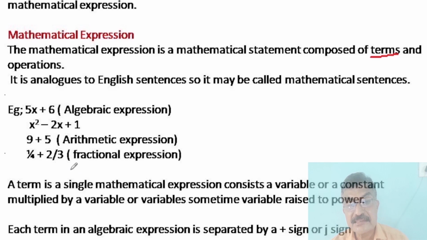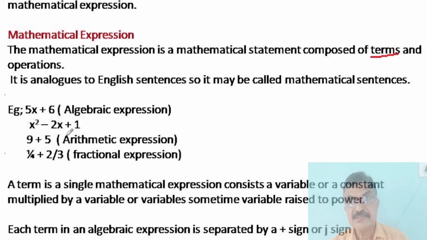A term is a single mathematical expression. 5x is a single mathematical expression. 6 is a single mathematical expression. In this algebraic expression, x square minus 2x plus 1, x square is a single mathematical expression. Minus 2x is another. So a term is a single mathematical expression.